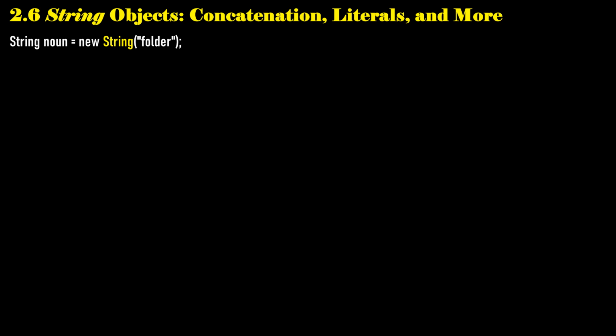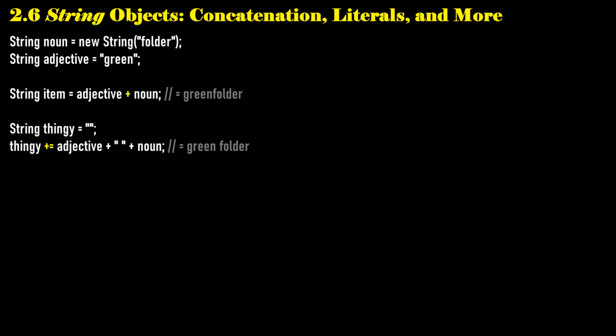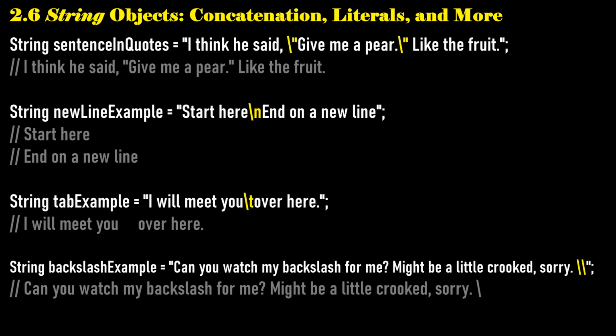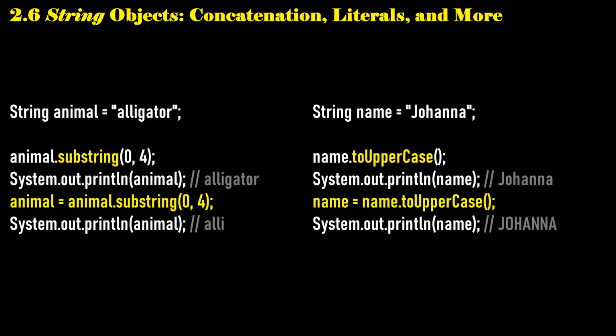String objects can be created by calling the string class constructor or by using string literals. We can concatenate strings together by using the plus or plus equals operators, resulting in a new string object. We can also convert non-string objects to strings implicitly by using these operators. Escape sequences start with a backslash and allow us to represent characters that we can't type directly due to the nature of the string object. An important aspect about string objects is that they're immutable, meaning that string methods can't change string objects directly.